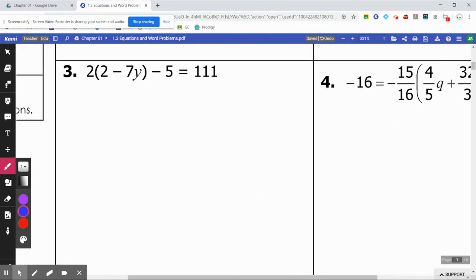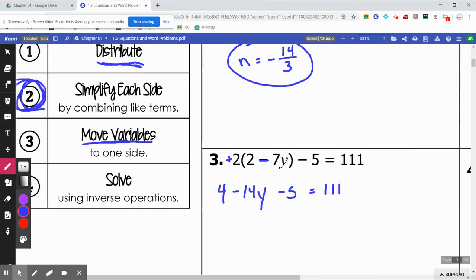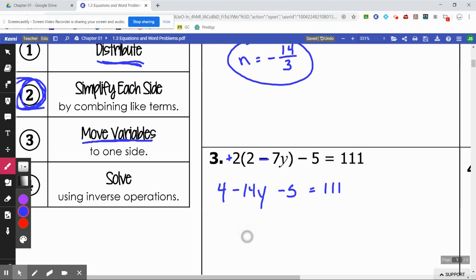Number 3. Step number 1, I'm going to distribute. 2 times 2 is 4, and positive 2 times a negative 7 is a negative 14y. Bring down the minus 5, bring down equals 111. Now, this is the first time that this second step has come into play. We distributed, now let's simplify each side.